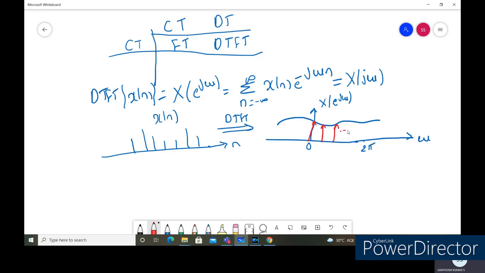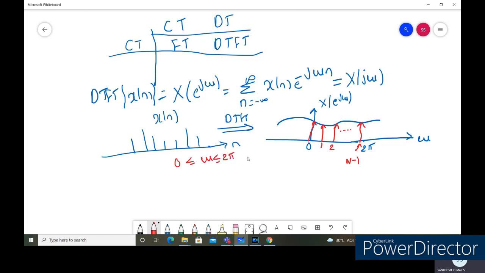We are going to take N number of samples in the interval 0 to 2 pi. The first sample is the 0th one, the next one is 1, 2, and so on up to N minus 1. So N samples are considered within the range 0 less than omega less than or equal to 2 pi.